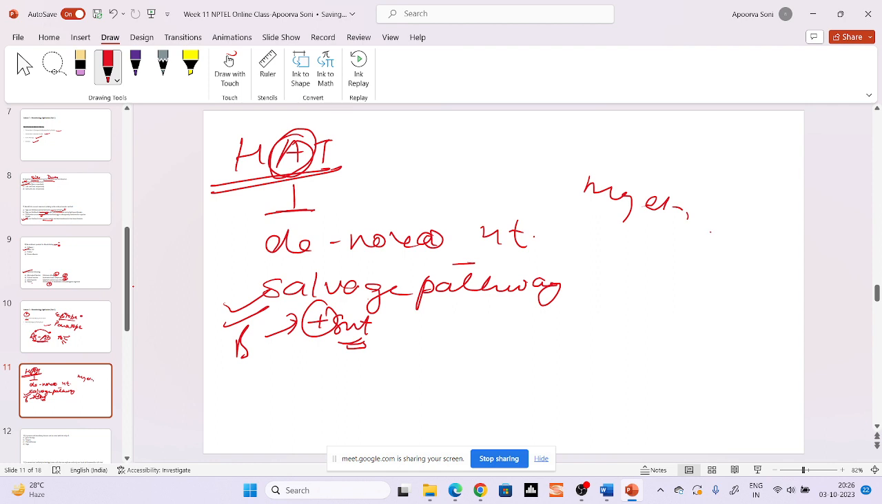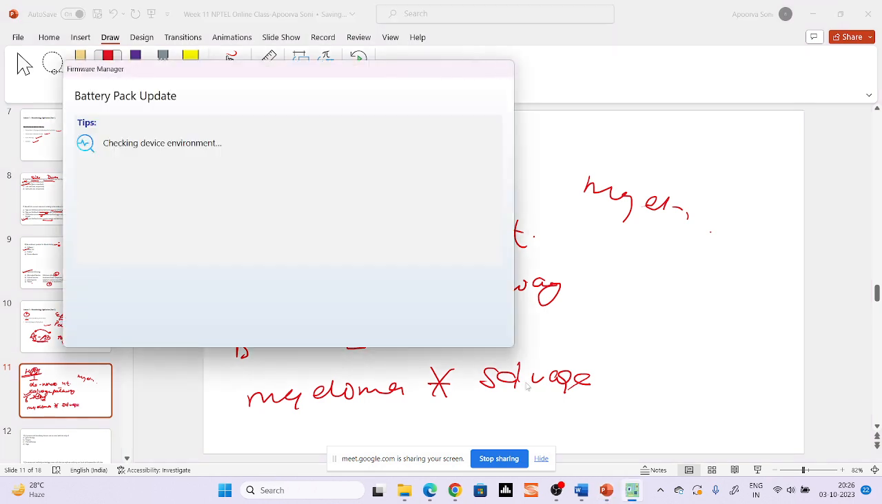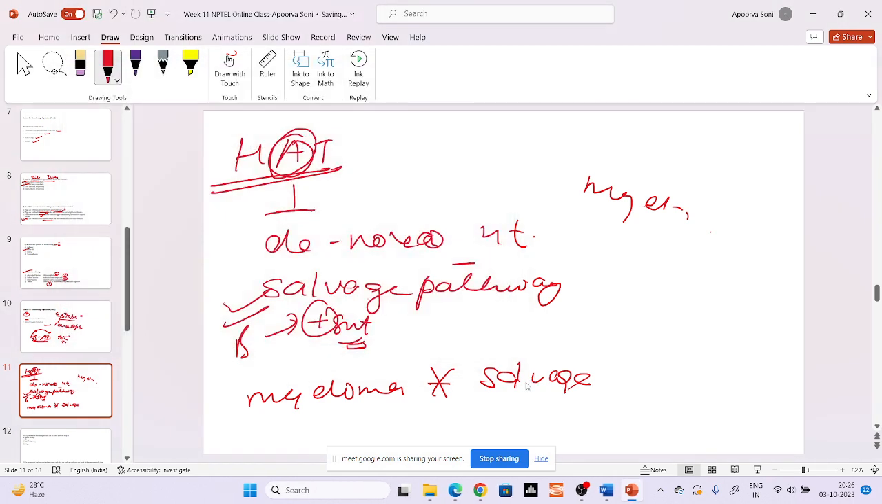Whereas myeloma cells, they do not have the salvage pathway in them. The salvage pathway is not present in myeloma cells. So now what will happen? B cells are going to die because they will not grow for an indefinite period. Myeloma cells will not survive because they do not have the salvage pathway.